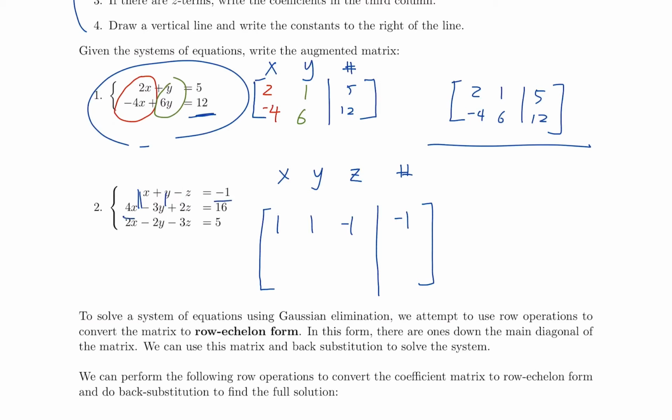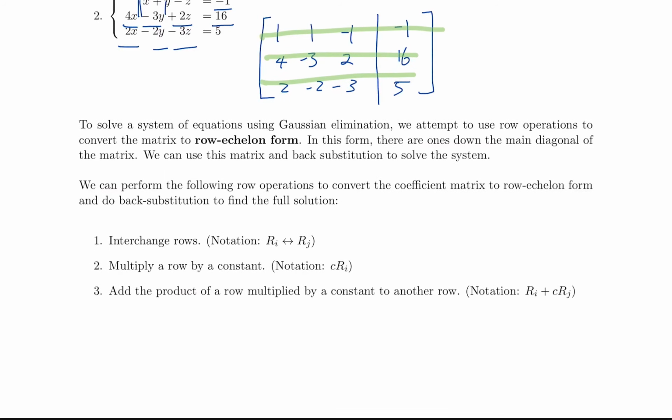So now, once we write an augmented matrix, we need to do what's called row operations, right? We have 3 rows here, 3 rows. Here we have 2 rows. We need to do row operations to solve systems of linear equations. So to solve using Gaussian elimination, we have to, again, do row operations to convert the matrix to row echelon form.